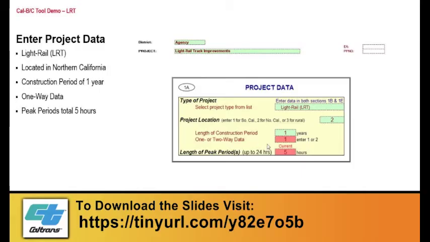And for this particular analysis, we're entering in one-way data. So we're only making improvements in one direction on the track. And again, we're assuming that the peak period is 5 hours long.